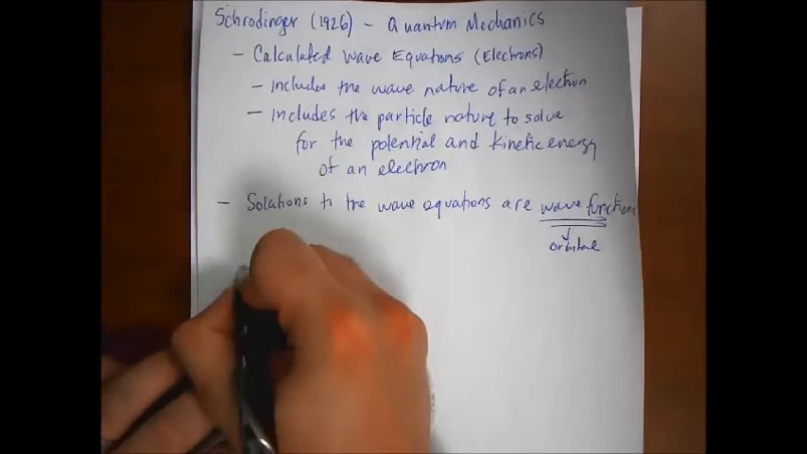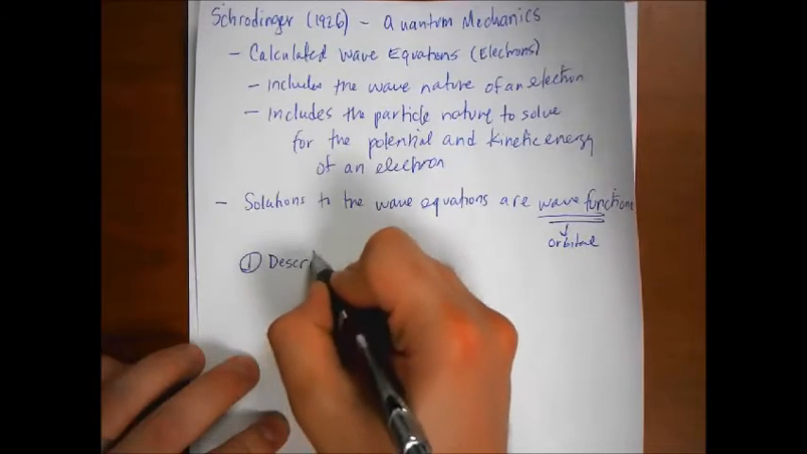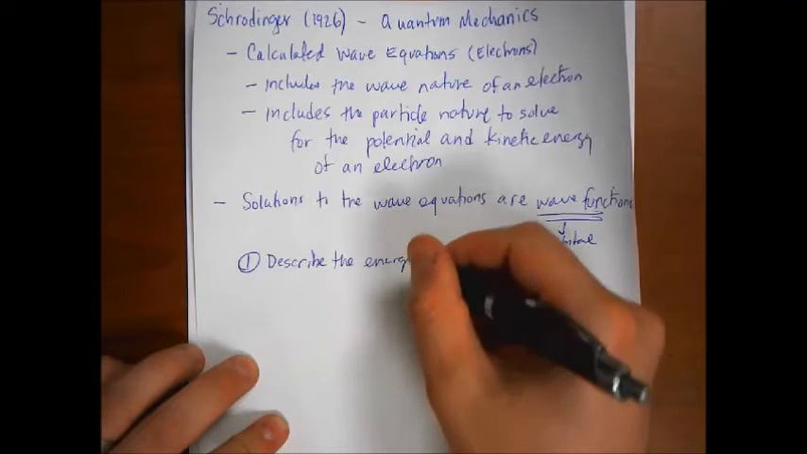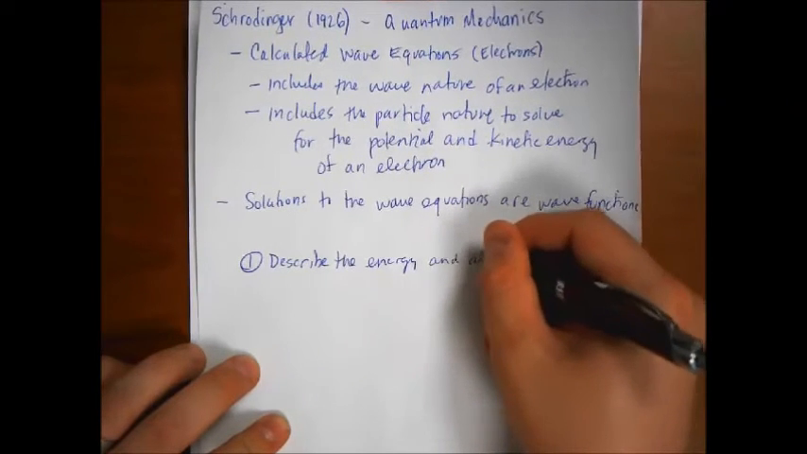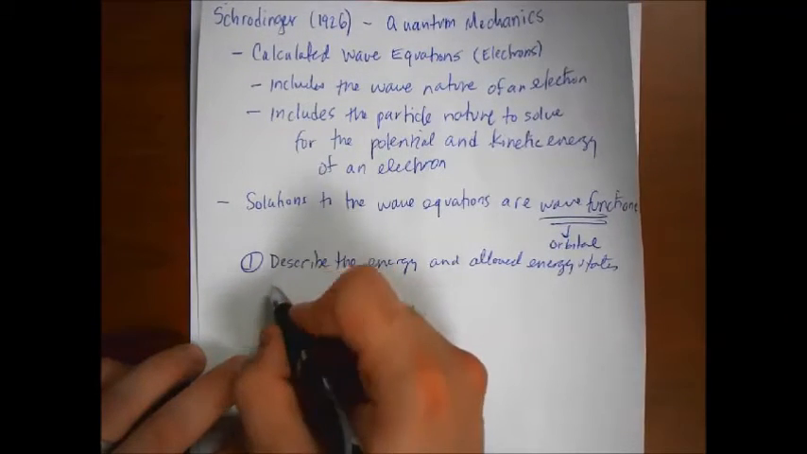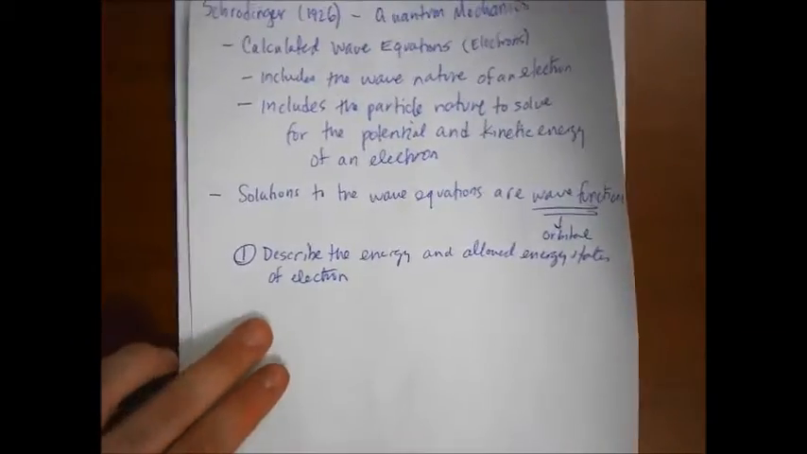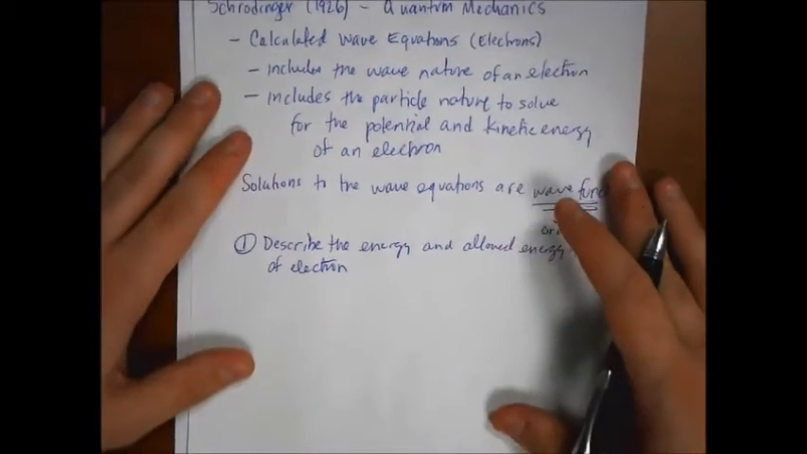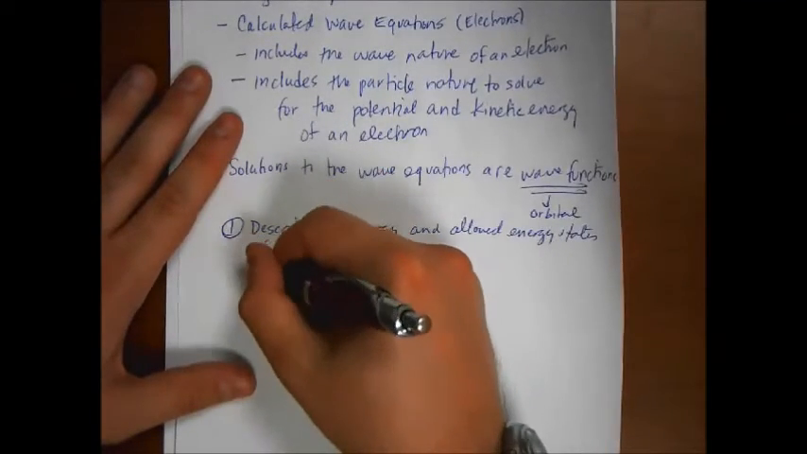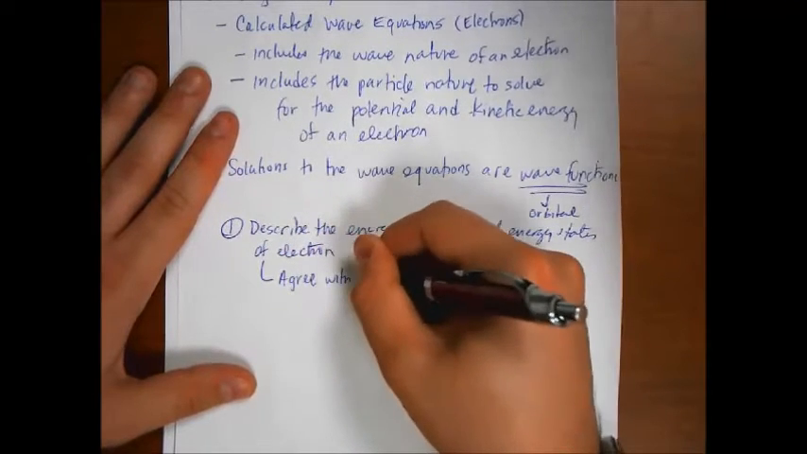Just to give you a sense, these orbitals describe the energy and the allowed energy states of an electron. Just like the Bohr model did, Schrodinger also says, okay, here's an equation that will tell you the energy of an electron, and his calculations and descriptions agree with those of the Bohr model.